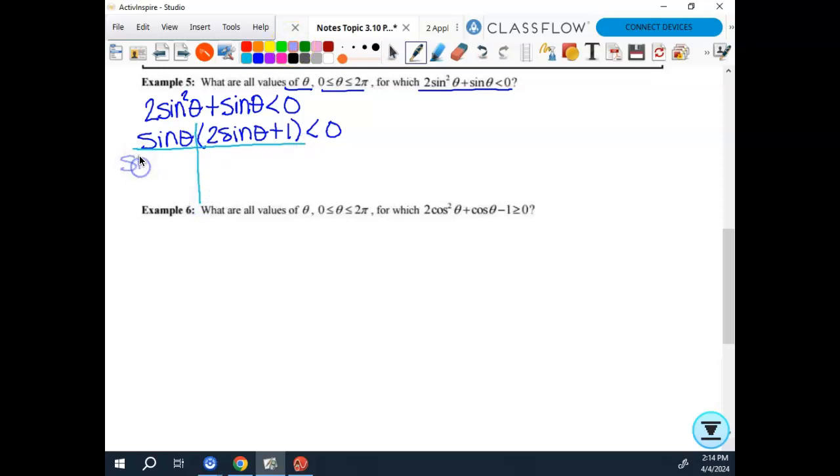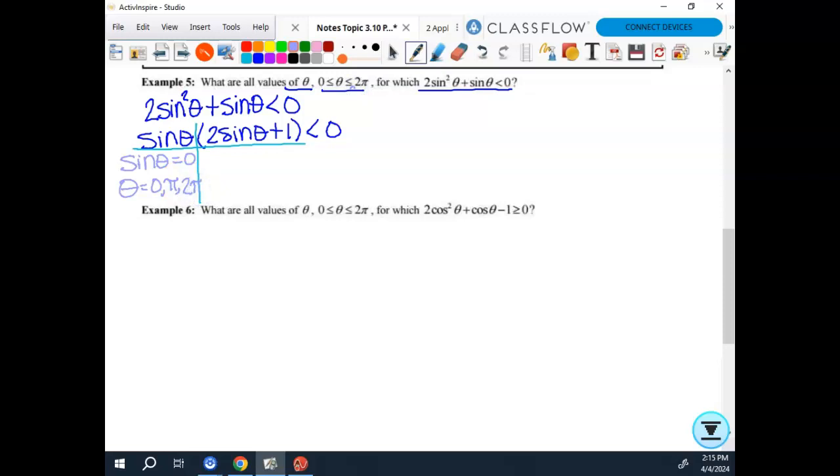So I get sine theta equals 0. When does sine equal 0? Where does sine of theta equal 0? What angles? 0 and pi. Is that it? 2 pi. Do I include that on this one? Yes, because of this underline. So I need that 2 pi there. If that was not an underline, then I would leave that off.